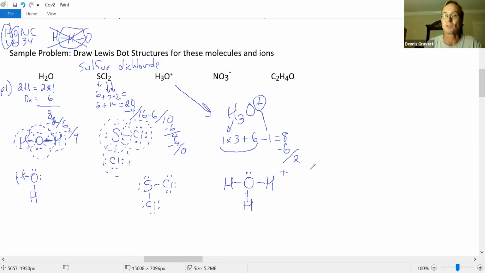So maybe put a plus charge over there to remind us this is hydronium. Sometimes you'll see a big bracket around it. You can do that too, whatever you care. I don't. Just make sure the plus charge is there, because that's what it is. It's hydronium with a positive charge.